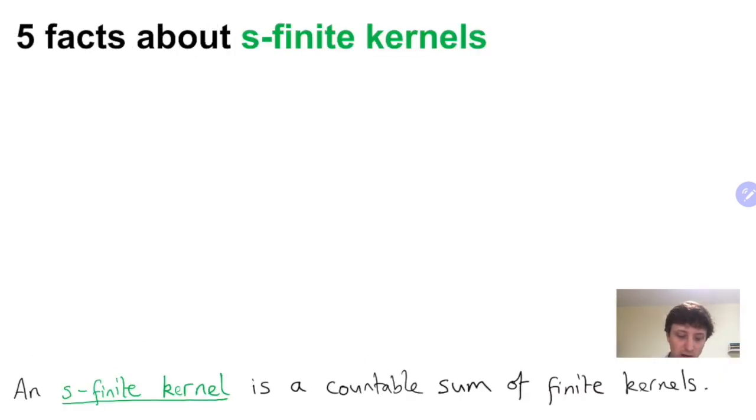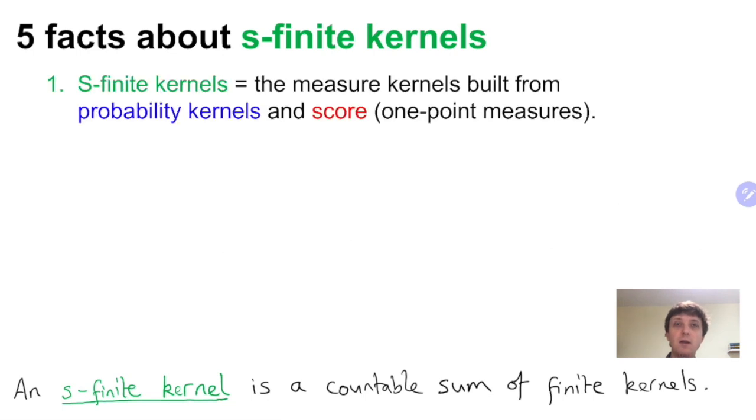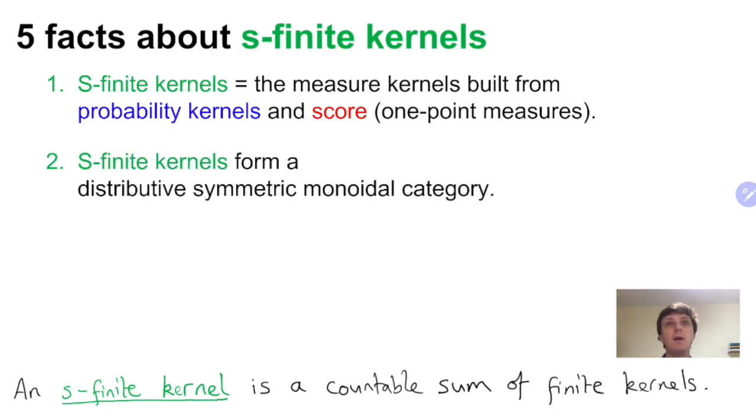So all told, S-finite kernels are the measure kernels that can be built from probability kernels and score. So they're exactly those ones that we can build from probabilistic programs. They then form a symmetric monoidal category. We can compose them, and there are also coproducts in there just as before, so we can do if, then, else, and clustering, and so on.